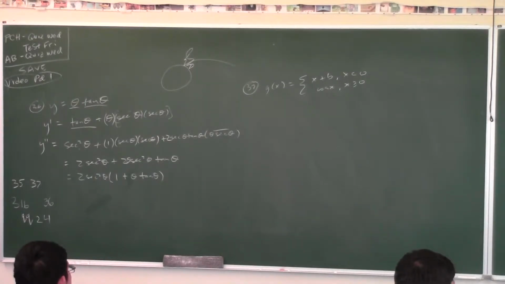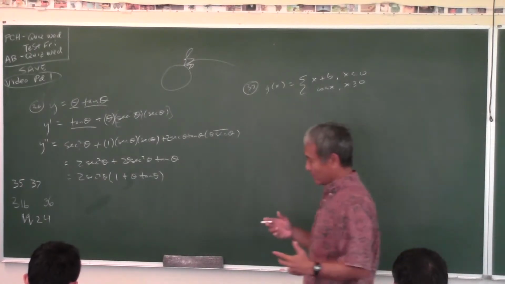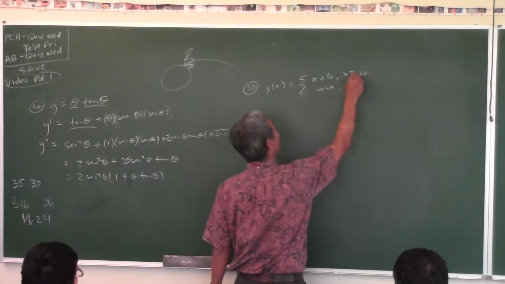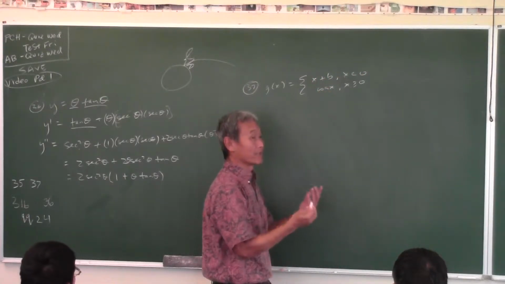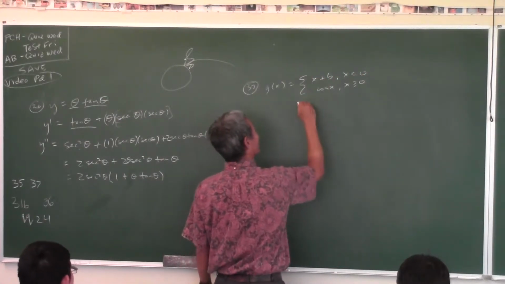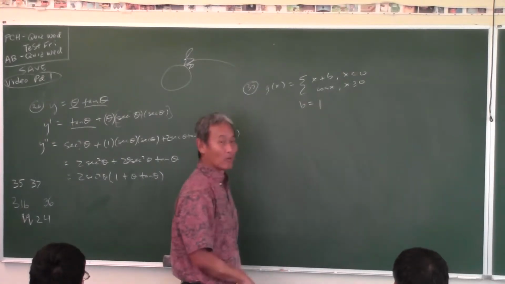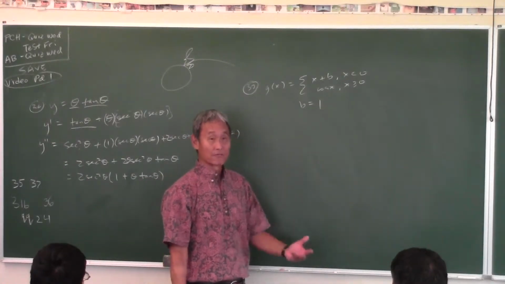Now, differentiable means not just continuous, but also smooth. So, how do you make sure the function's continuous? If you plug in 0 for x here and 0 for x there, you gotta get the same number. So if I plug in 0 for x there, you get b. Plug in 0 for x there, you get 1. So that means b gotta be 1 in order for this function to be continuous.